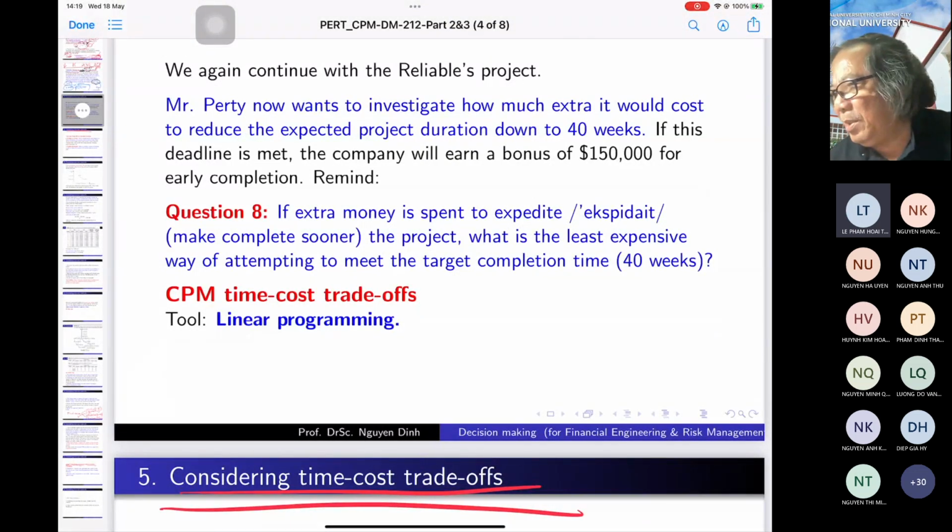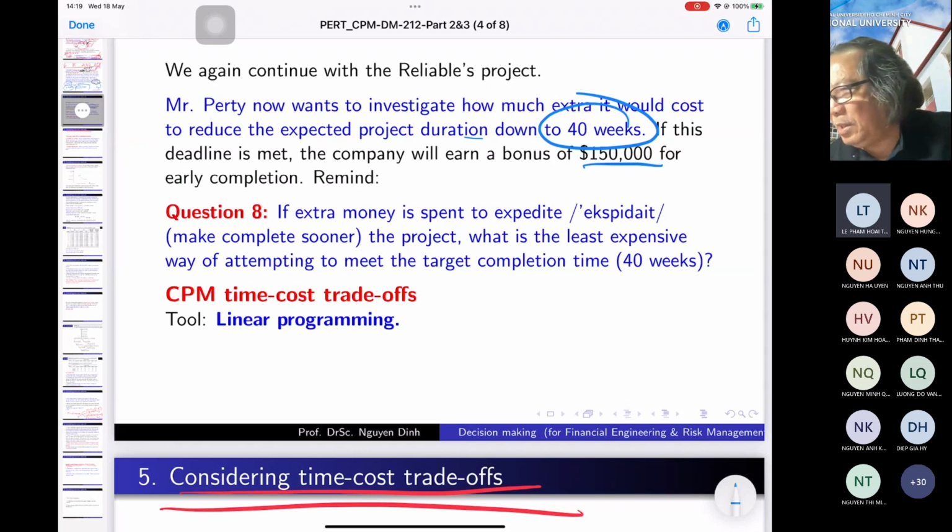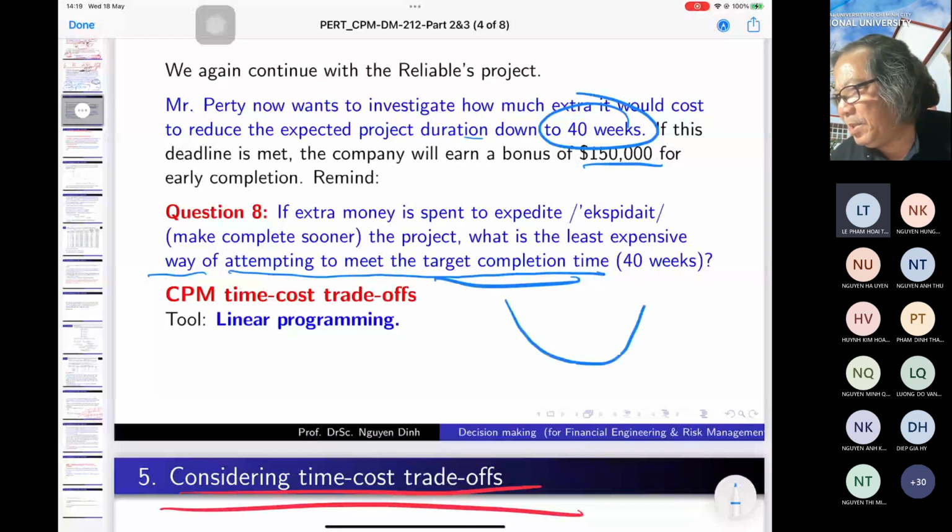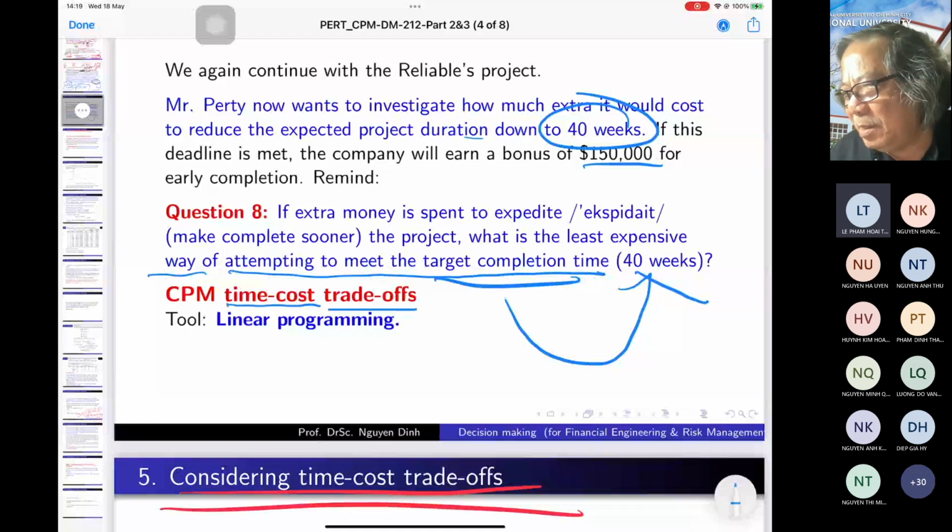He may think of reducing this to get the dollars. That's the idea. If extra money is spent to expedite the project, what is the least expensive way to attempt to meet the target of completion in 40 weeks? That is called time cost trade-off. Time cost trade-off of CPM. Okay. So the subject is time cost trade-off of the CPM method.